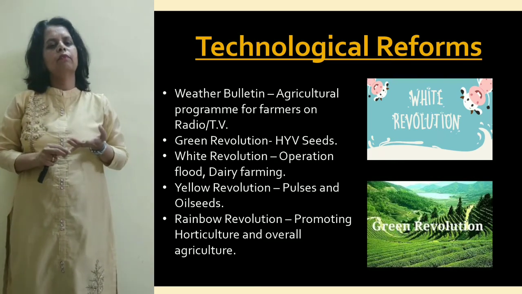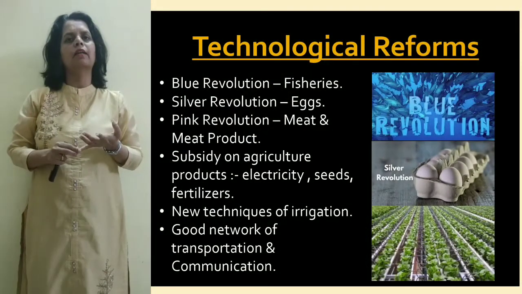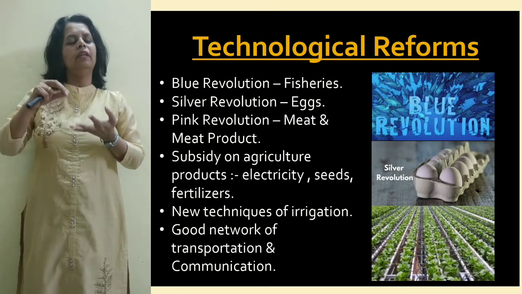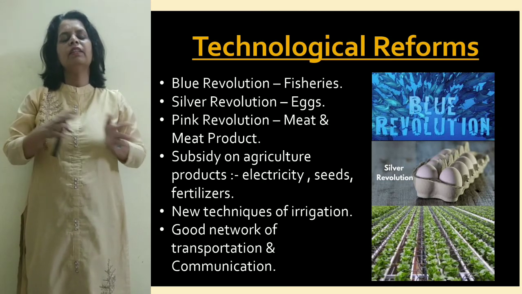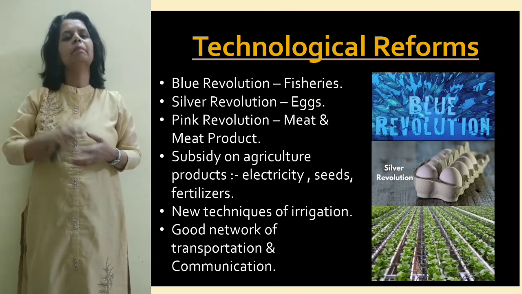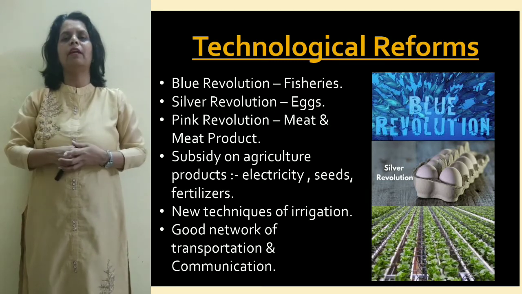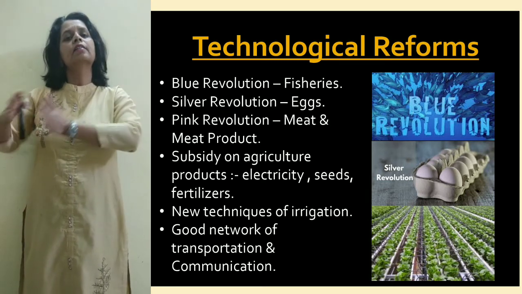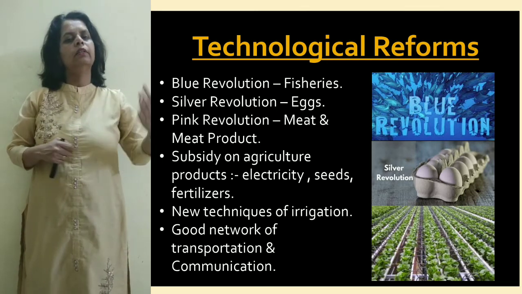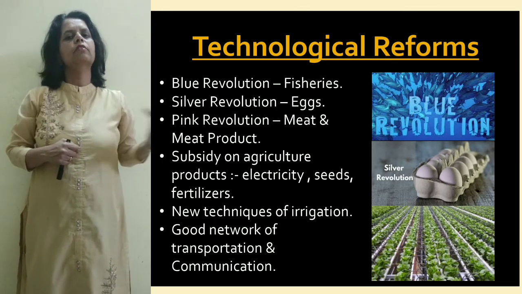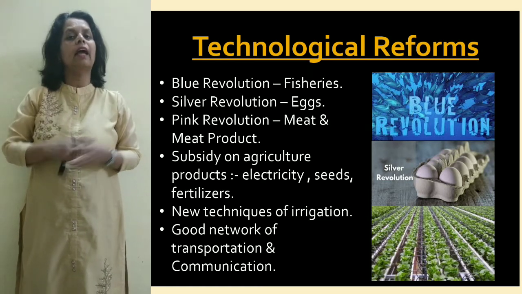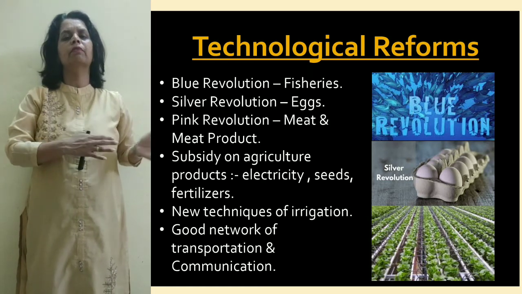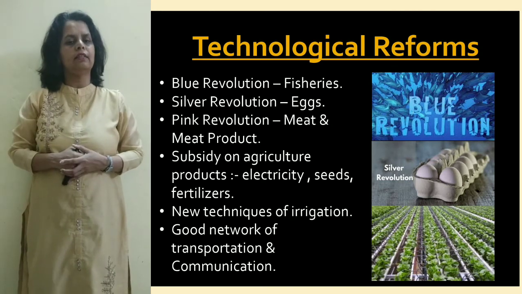Apart from that, we also have subsidy on agriculture products. When I talk about subsidy, they provide subsidy on electricity, on seeds and fertilizers at very concessional rates. When the subsidy is provided, farmers can easily purchase these products at a very low price, and it helps as a support system to them. Nowadays, the government has provided lots of subsidy on a variety of agriculture and agriculture related products. Agriculture implements are also provided at very concessional rates.